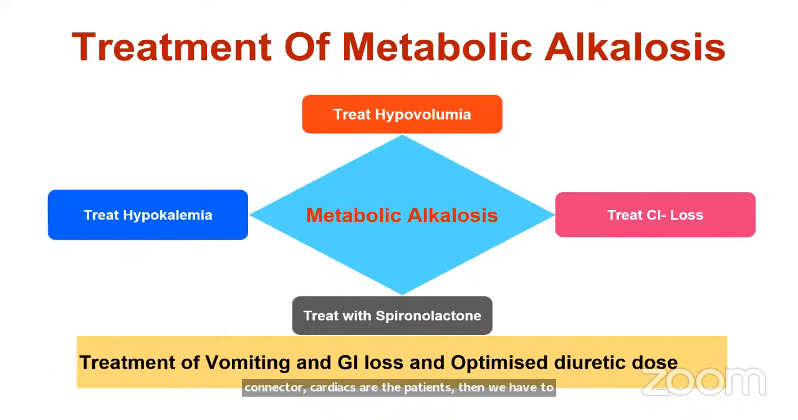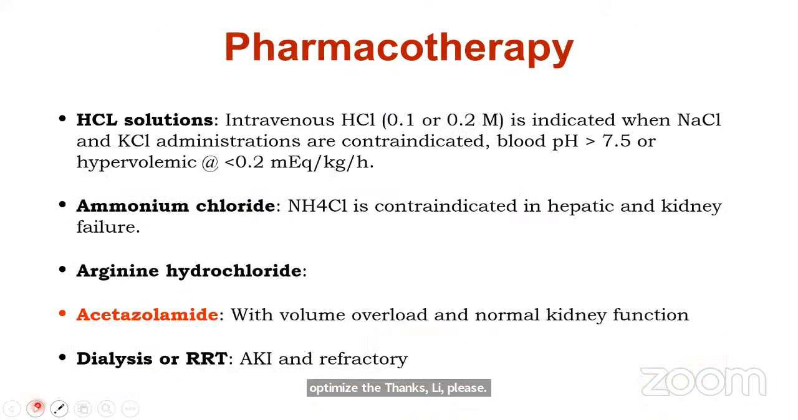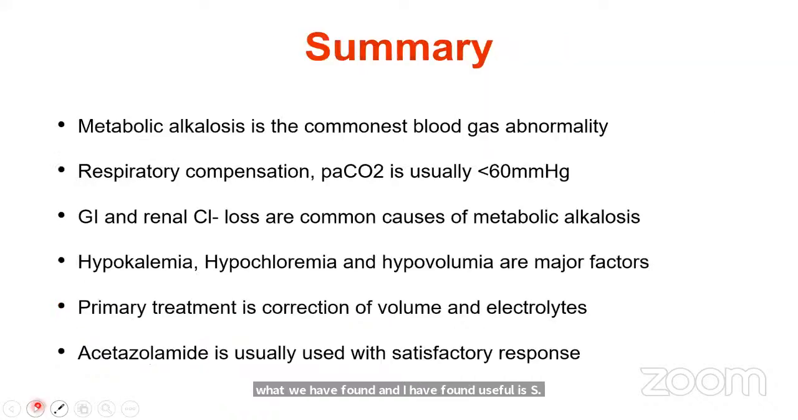If you have severe metabolic alkalosis and you have to treat the pH on an urgent basis, then we can use some acids like hydrochloric acid, ammonium chloride, and arginine chloride, and they have some drawbacks as well. In most situations, what I have found useful is acetazolamide. If you use a low dose of acetazolamide, most of the time it corrects your pH as well as the bicarbonate.